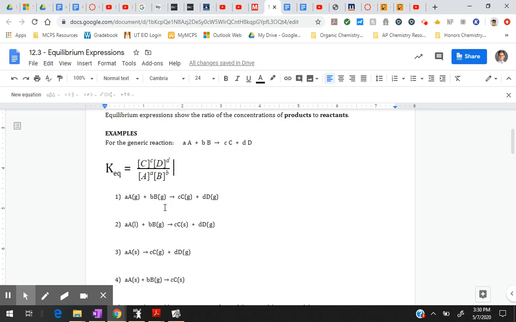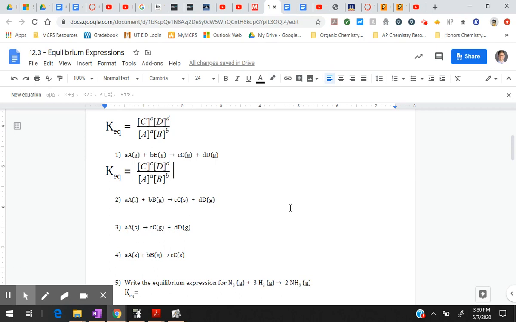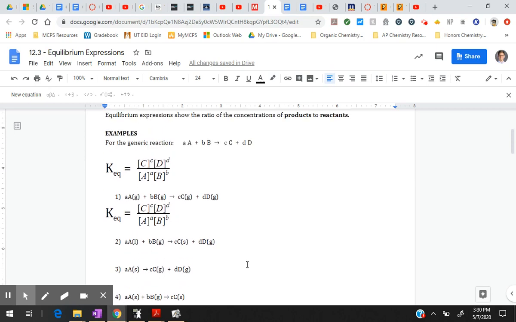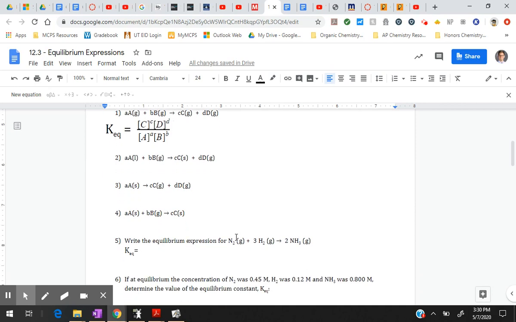Let's try to do a couple more examples. Here, I need to first identify what state of matter I have. All of these are gases. Therefore, they would all be included in my equilibrium expression. So since all of them are included in my equilibrium expression, it's actually the same as the one that I just started with. Let's go on to number 2.